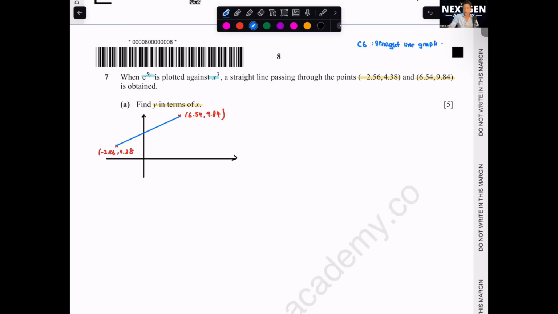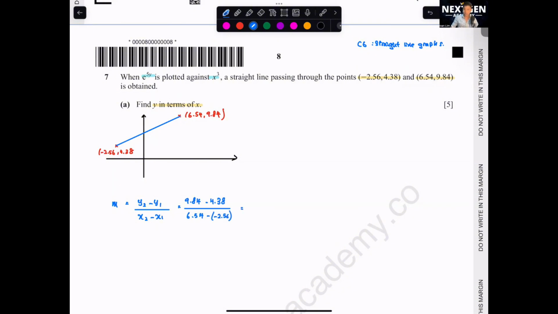All right, what we need to find first for this question are two values, your m and your c, your gradient and your y-intercept. Let's start with finding the gradient. How to find the gradient? m is y2 minus y1 over x2 minus x1. We just take the two points: 9.84 minus 4.38 over 6.54 minus negative 2.56.